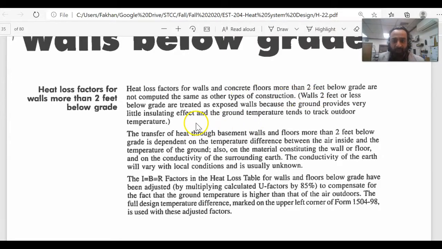Walls 2 feet or less below grade are treated as exposed walls because the ground provides very little insulating effect, and the ground temperature will tend to track outdoor temperature. So 2 feet or less below grade is going to be considered completely exposed because the ground is also cold. The transfer of heat through the basement wall or floor for more than 2 feet is dependent on the temperature difference between the air inside and the temperature of the ground, also on the material constituting the wall or floor, and the conductivity of the surrounding earth. The conductivity of the earth will vary with local conditions and is usually unknown.